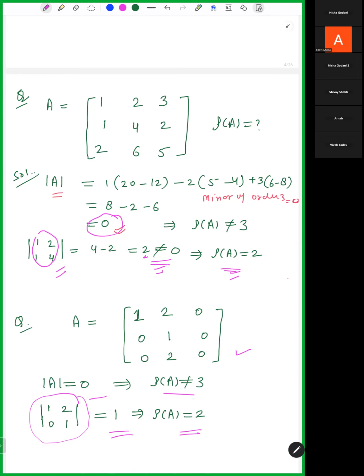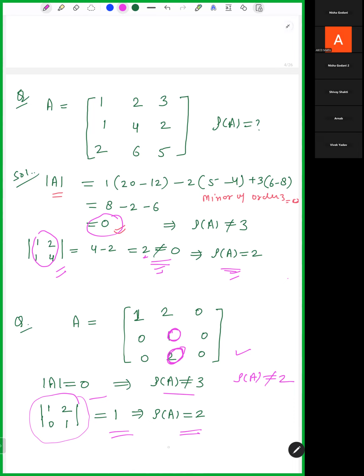Suppose in this matrix I make some changes. Suppose this is 0 and this is also 0. So what can you do? Here the rank cannot be 3, because the determinant of the matrix is 0. Now you will not be able to find a submatrix of order 2 cross 2 which gives a non-zero determinant. Suppose these two values are also 0. Then again, the rank will not be equal to 2.